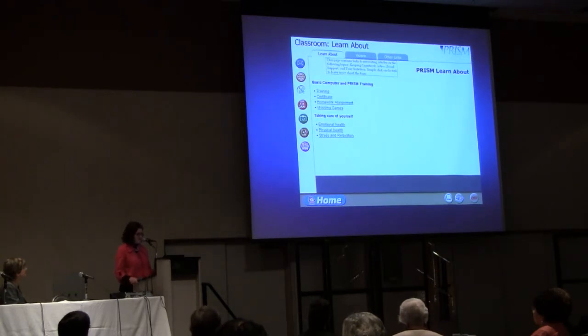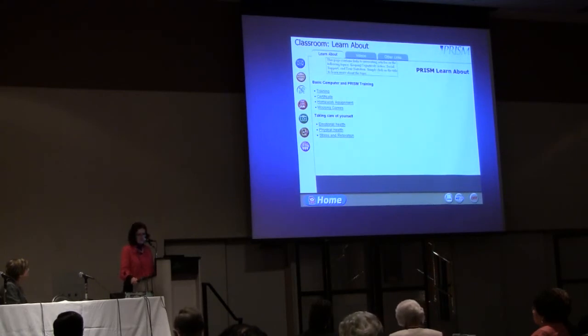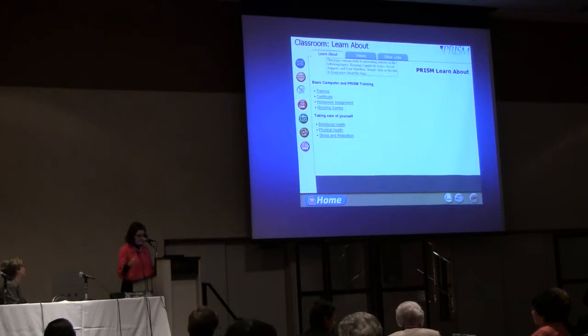So here's what a classroom topic would look like. You see there are tabs on the top. They always have the topic of basic computer and PRISM training, but every month we introduce a new topic. So the first month's topic is taking care of yourself. We give them information on those 3 components of taking care of yourself. If you click on any of those, there's written text at the 6th grade reading level. And then there's an associated video that goes with each topic, and they can go to links where they can get other information. So that's just a little look at the system.